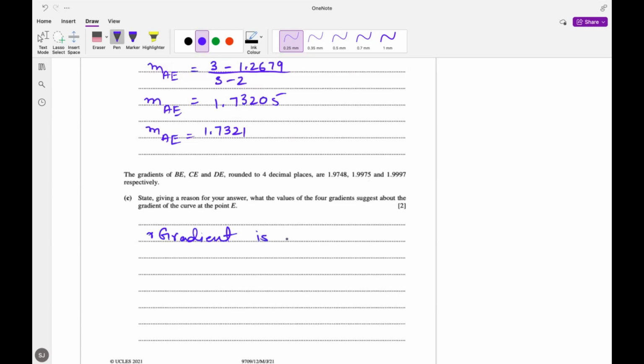So the gradient is approaching 2 at point E, as the x value is going towards 3. So the gradient is approaching 2 at point E. And we can also say that this is as the x values approach 3.